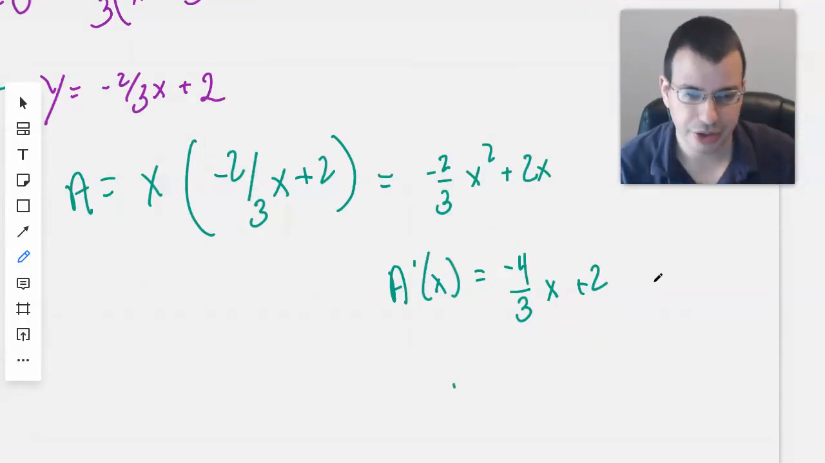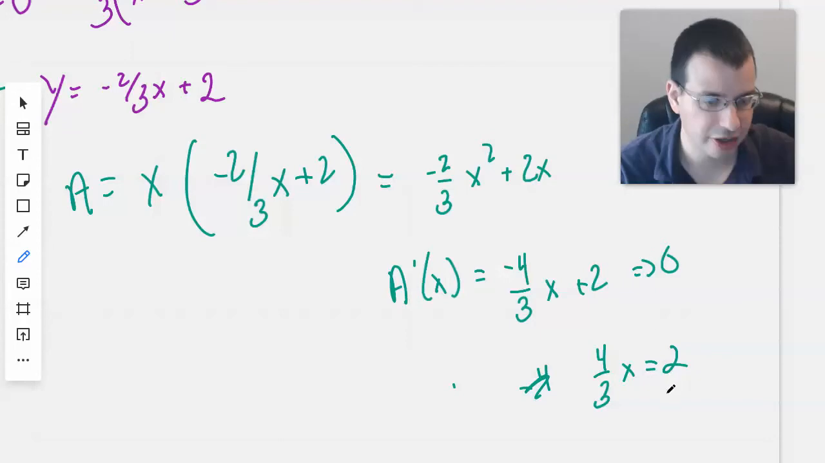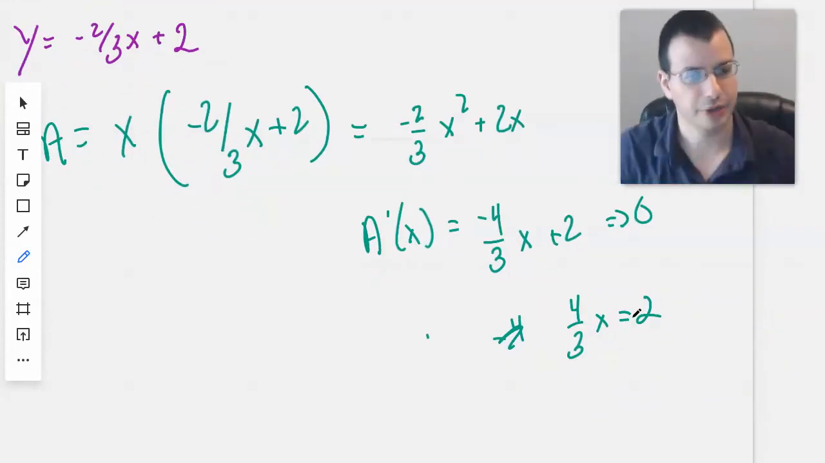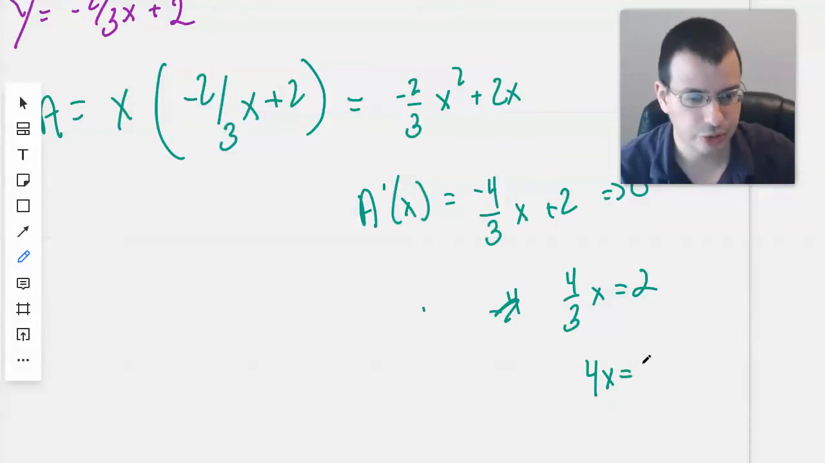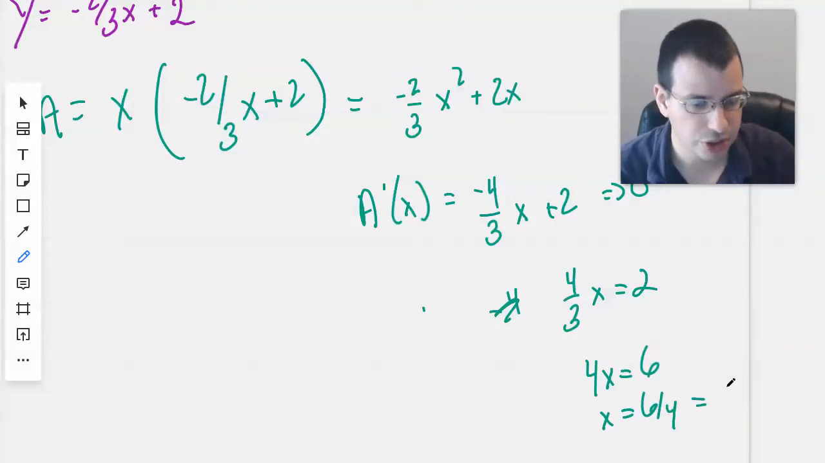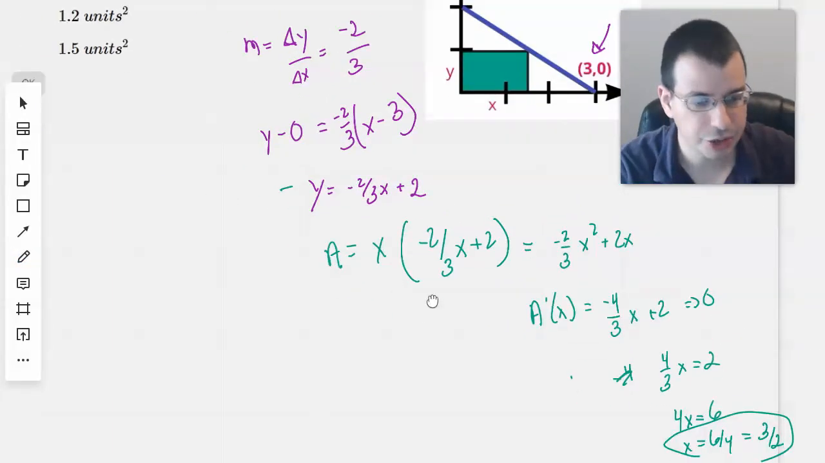We'll set that equal to 0. So we'll have 4/3 x equals 2. I just moved the negative 4/3 x to the other side and then swapped them around. So then we have 4x equals 6, x equals 6 over 4, which equals 3/2. Okay, so x equals 1.5.